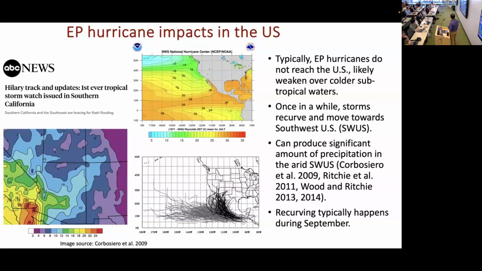However, once in a while, the storms do recurve and go towards the southwest US. This is especially true during the later season months of September and October, when the monsoon trough shifts southward and creates a favorable steering flow. When they do so, these storms can produce a lot of precipitation over the southwest US. The bottom left panel is the average precipitation produced by recurving Eastern Pacific hurricanes in the southwest US. And you'll see that for some regions, the contribution is as high as 25% of the entire warm season precipitation.